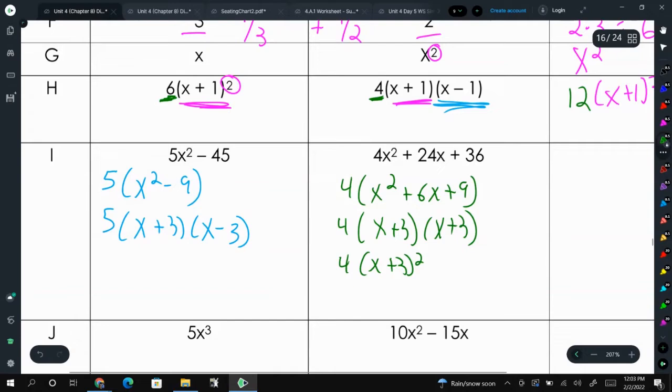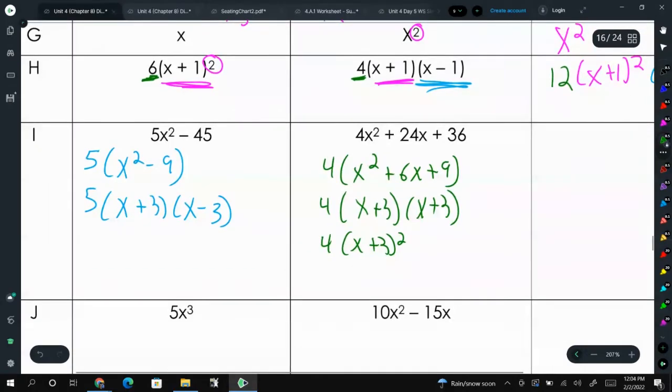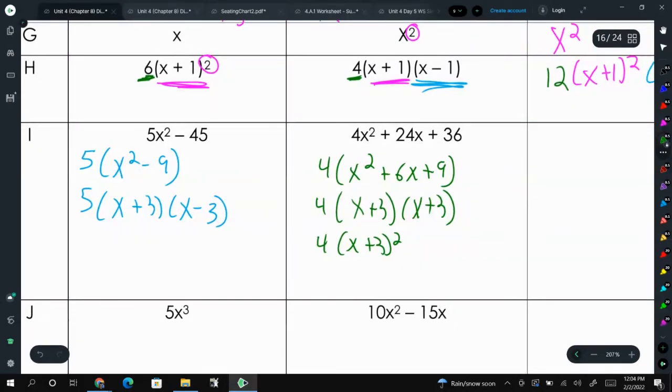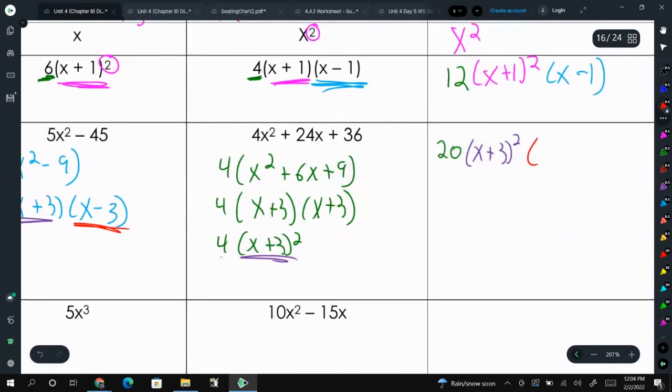And now that everything is in factored form, it's easier to figure out what our least common multiple will be. So between 5 and 4, the least common multiple is 20. And then we have an x plus 3, but we have x plus 3 squared in the second column, so our least common multiple for that part will be x plus 3 squared. And then we have x minus 3, but no x minus 3 in the second column, so x minus 3 is our least common multiple there.